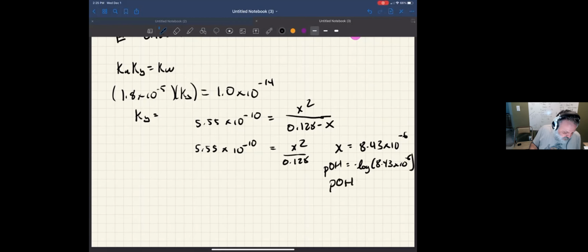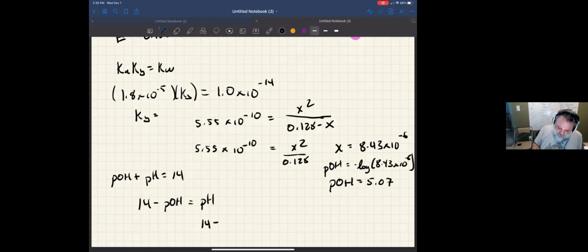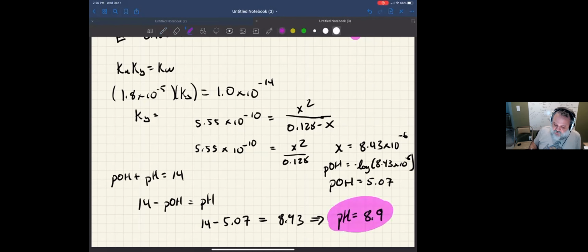And so pOH is equal to 5.07. Again, I have to remember that pOH plus pH equals 14. So 14 minus pOH equals pH. And so I get 14 minus 5.07, that equals 8.93. And let's round to 2 sig figs. pH equals 8.9. And that is the final answer.